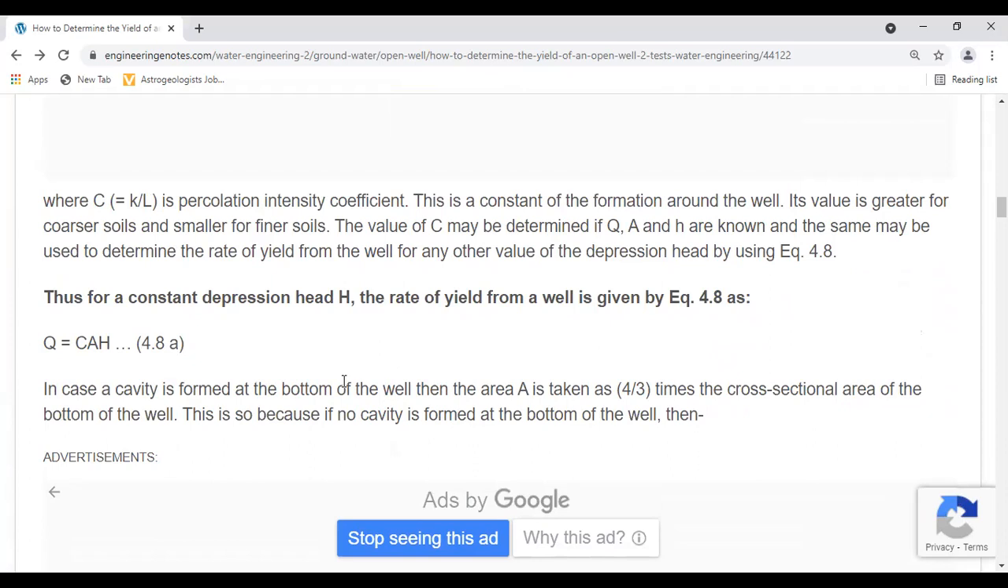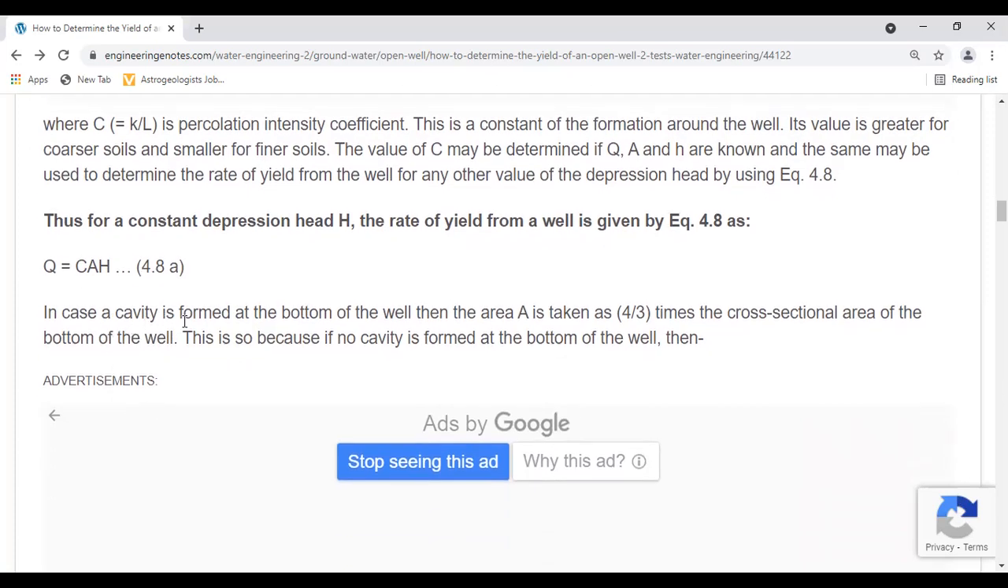This is a constant of the formation around the well. Its value is greater for coarser soils and smaller for finer soils. The value of C may be determined if Q, A and H are known, and the same may be used to determine the rate of yield from the well for any other value of the depression head by using the equation. Thus, for a constant depression head H, the rate of yield from a well is given by Q is equal to CAH.